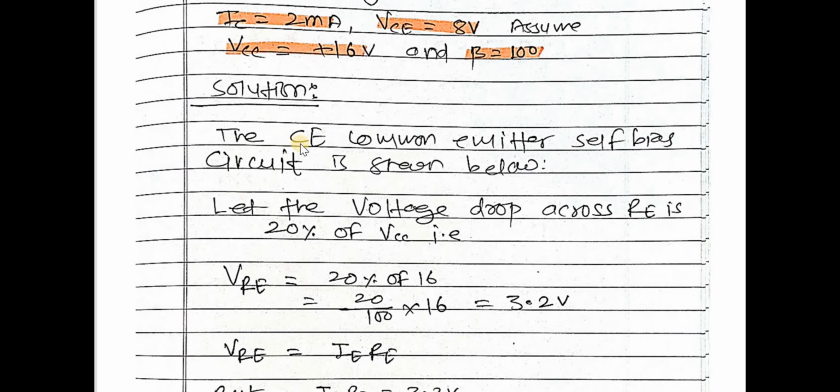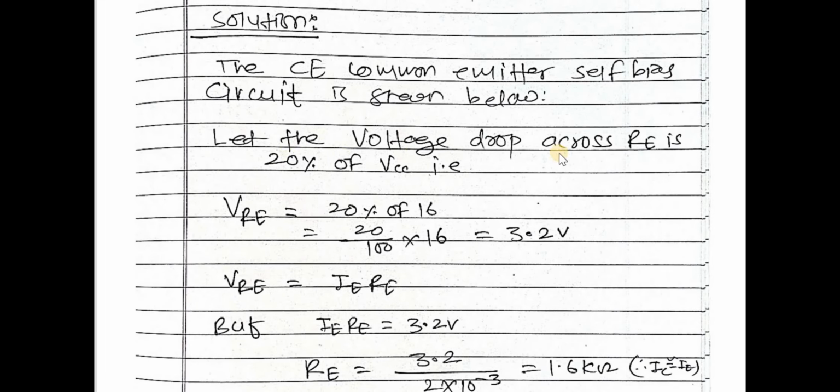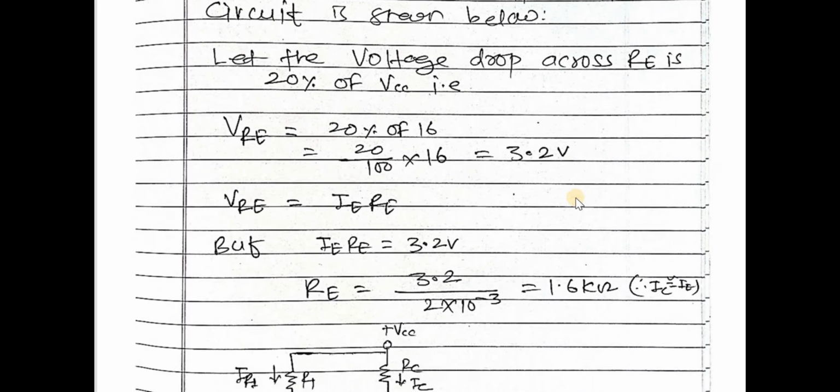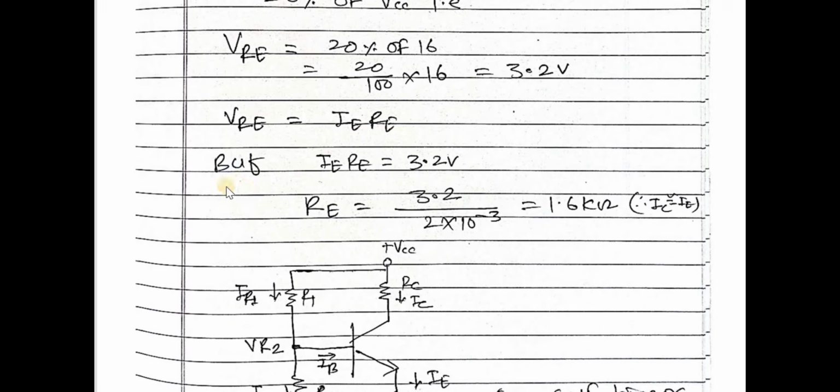Solution: the common emitter self bias circuit is shown below. Let the voltage drop across RE is 20% of VCC. That is VRE equal to 20% of 16, that is 20 upon 100 into 16, that is 3.2 volt, and VRE equal to IE RE, so IE RE equal to 3.2.